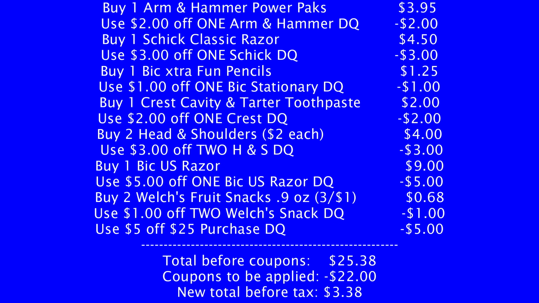After that wonderful cashier scans all of those items, your total will come to $25.38. You're going to enter your telephone number at the keypad. $22 worth of digital coupons going to come off, making your new total before tax $3.38. And that is extreme couponing.